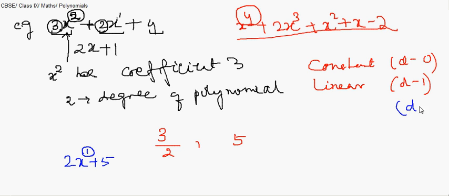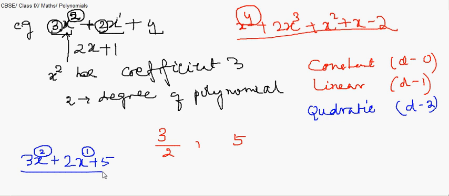When the degree is 2, we call it a quadratic polynomial. For example, I make this and I add a term which makes it 3x square. So the degree of this polynomial is 2, thereby making it a quadratic polynomial. When the degree of a polynomial becomes 3, that becomes a cubic polynomial. So if I add one more term to it, suppose 4x cube, it becomes a cubic polynomial because the degree of this polynomial is 3.